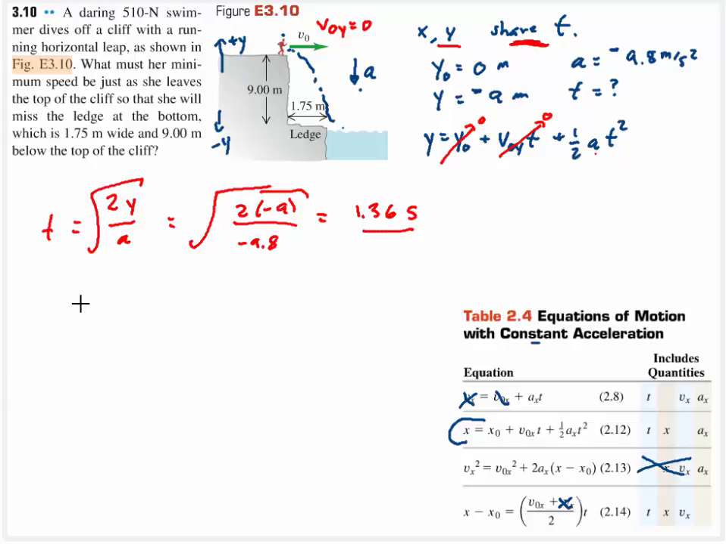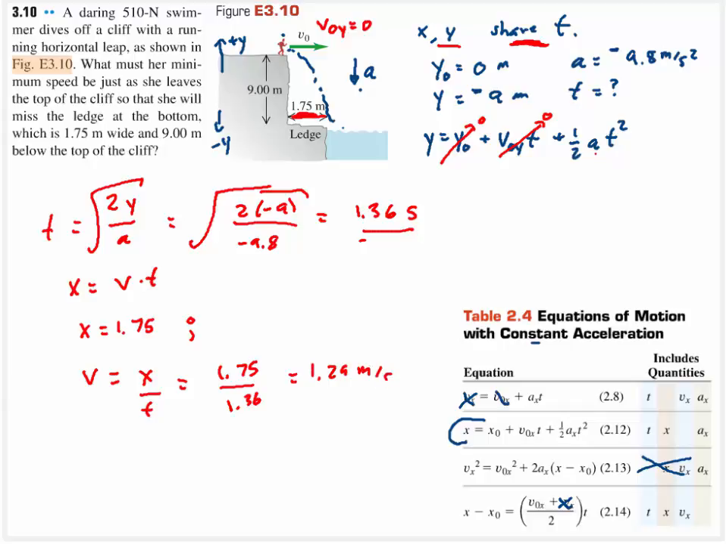Now what we want to do is say, okay, we know position is going to be equal to velocity multiplied by time, and we know that she's going to travel 1.75 meters, so we know x is equal to 1.75. Now we know what the time is, and we're looking for this minimum velocity, so velocity is simply going to be distance divided by time, so 1.75 divided by 1.36, and it's going to work out to be 1.29 meters per second.